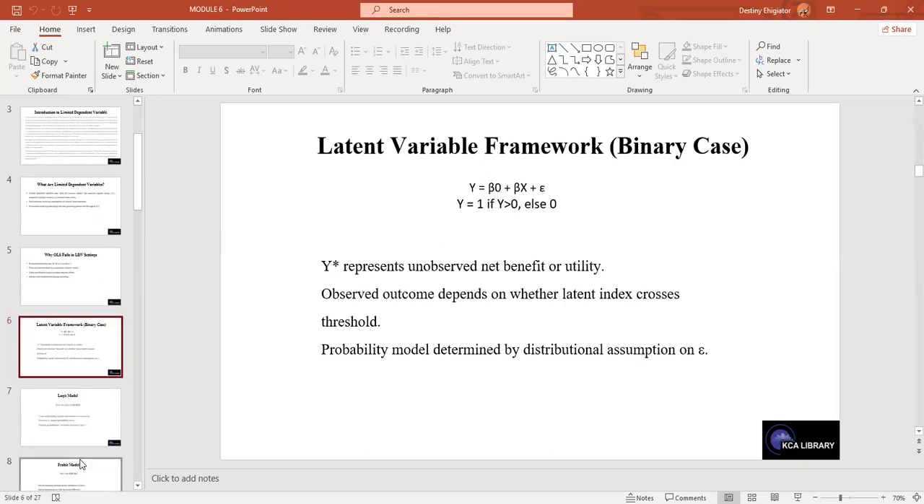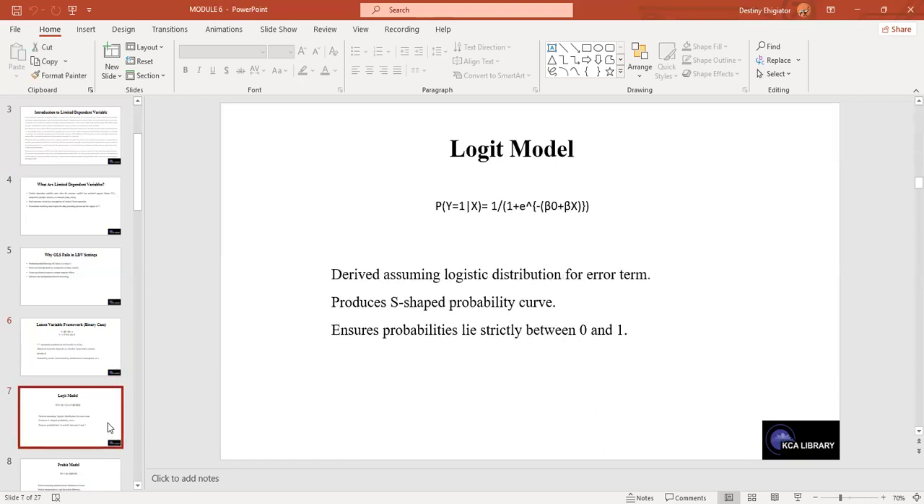Latent variable framework, looking at the equation here. Y* represents unobserved net benefit or utility. Observed outcomes depend on whether the latent index crosses a threshold. Probability models are determined by the distributional assumption on the error term. Looking at the logit model, this is the equation. This is derived assuming a logistic distribution for the error term. This produces an S-shaped probability curve. It ensures probability lies strictly between 0 and 1.